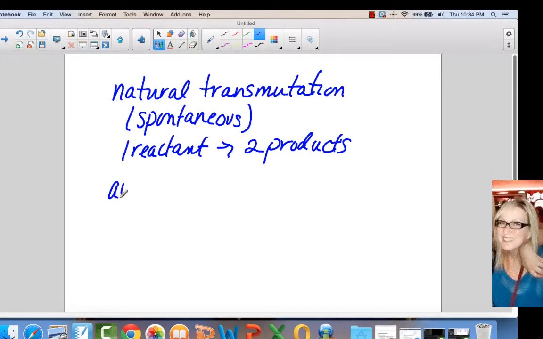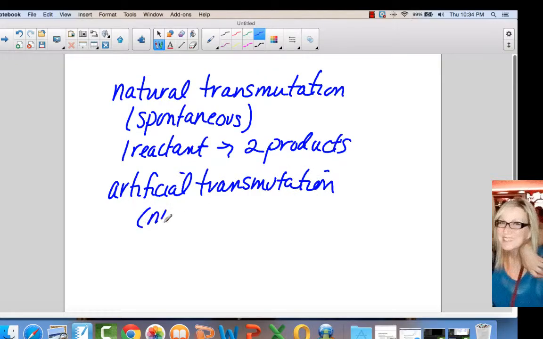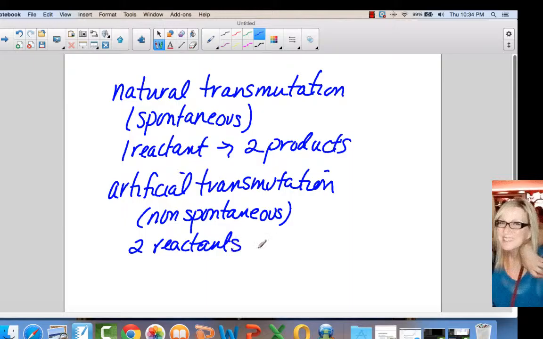And in artificial transmutation, that is non-spontaneous. I'm going to start with two reactants because I'm going to bombard something that's completely stable with a high energy particle, and I'm going to wind up with one product, usually.